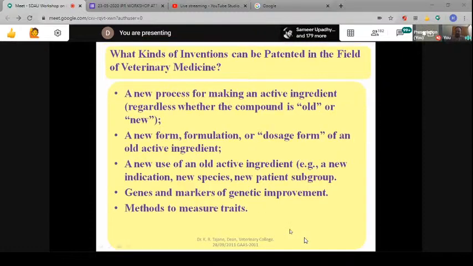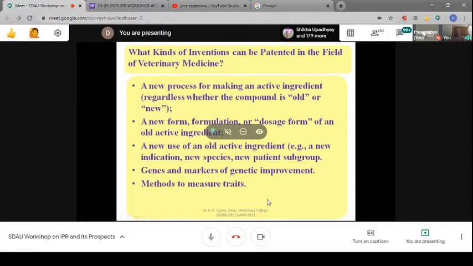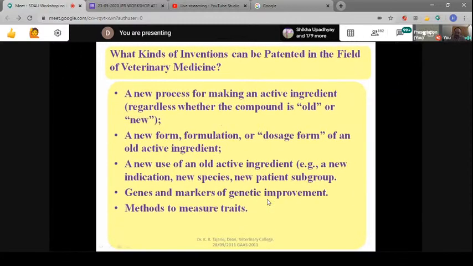Now go to the next. What kind of invention can be patented in veterinary medicine? A new process of making an active ingredient. If you have invented a new drug, if you have synthesized a new drug, then you can patent it.